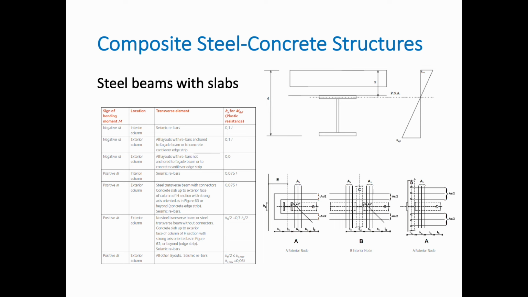Some further rules are applied when we have steel beams with slabs, and we have positive or negative sign of bending moment, and whether that is an interior column or an exterior column, we have different transverse elements, and we design the composite action and the steel reinforcement detailing differently according to each scenario.